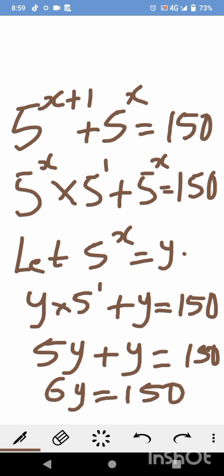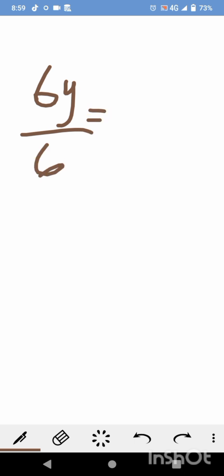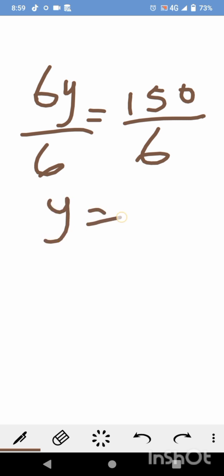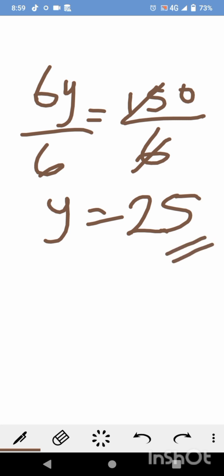Okay, and continue dividing both sides. We have 6y over 6 equals 150 over 6. Of course, 6 goes into 15 twice. Remember 3 added to 0 becomes 30. 6 going into 30 will give you 5. So y is equal to 25. That's the value of y for the equation. I hope you understand. If you don't, you can rewind and get further clarification.